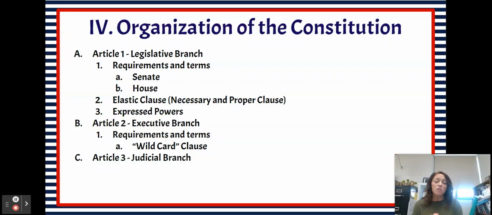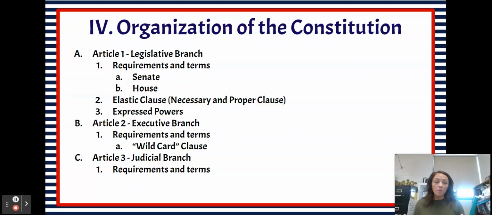So now scooting on to Article 3, which establishes the judicial branch. So the judicial branch, of course, we know means the Supreme Court and other federal courts. And this branch is unique in that it doesn't include specific requirements for office. Like there's no age requirement, there's no citizenship requirement, there's no residency requirement, nothing like that.